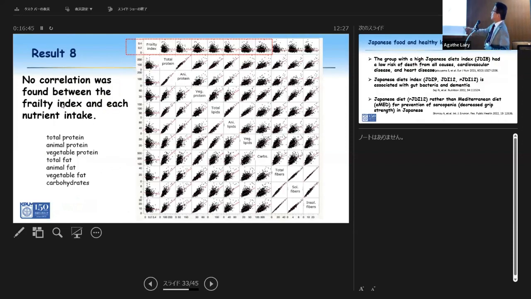This is a very busy slide. It's the upper first portion. This is the frailty index. Total proteins, no correlations. Animal proteins, no correlations. Vegetable proteins, no correlation with frailty index. Total fat, animal fat, vegetable fat, carbohydrates, no correlation with frailty index. Food is important for us.